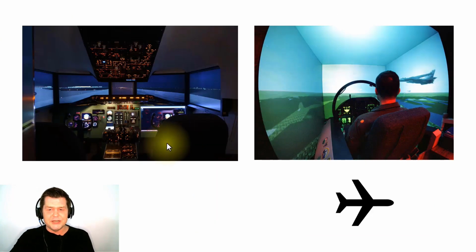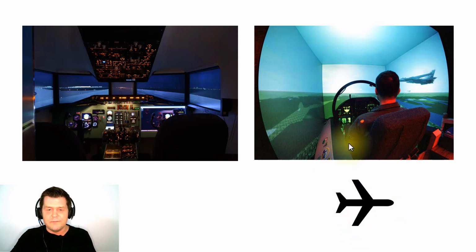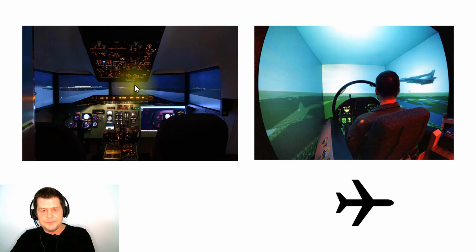One kind of simulation is a flight simulator. So this is a flight simulator. He's not really flying a plane here. It's a simulation of flying a plane. It's using a computer. So it simulates flying an airplane or flying a jet plane. So these are flight simulators.